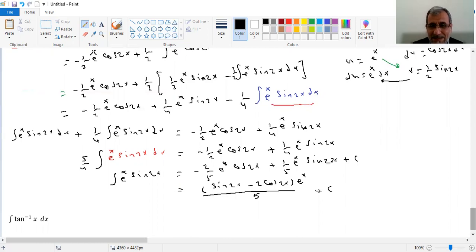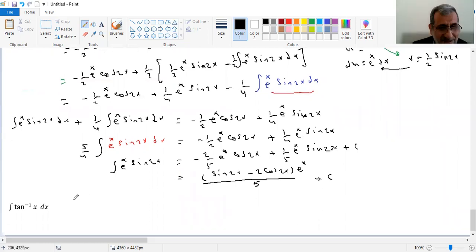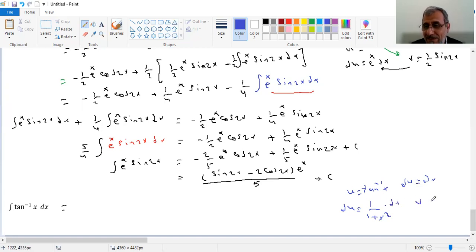So now the last one, we have the integral of tan inverse of x dx. So u is equal to tan inverse x and dv equal dx. So now what is the derivative? The derivative of tan inverse x is 1 over 1 plus x squared dx. And the integral of dv, v, the integral of dx is x.